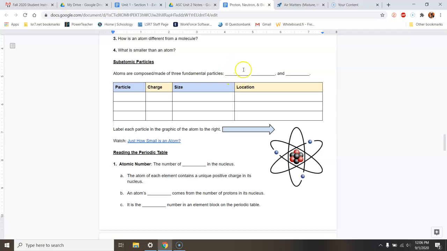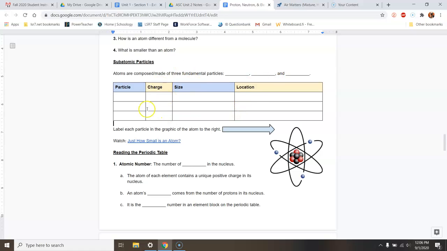That's your first blank right there. Your neutrons and your electrons. So protons, neutrons, electrons. Now, you can go ahead and write that in if you printed this, or you can write that in your notebook just so that you know the answers to these things, so that you can start to build up your knowledge base on this first little bit of chemistry.